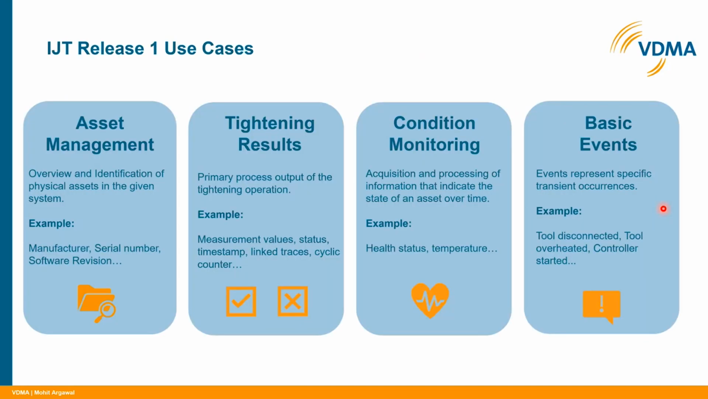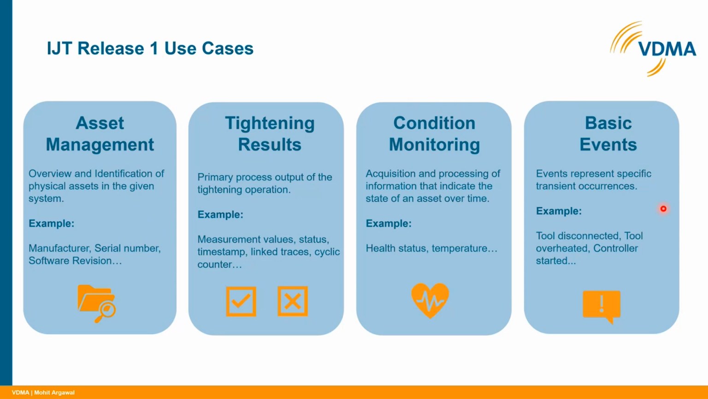When we first worked on the tightening specification release 1, the primary use cases were asset management, basically getting an overview of what assets are available within a station, within a line, and so on, and how we identify the assets, like serial number, manufacturer, etc. And then the second use case was tightening result. When we use a tightening tool and perform a joining operation or a tightening operation, there is an outcome generated. There are a set of values like torque values, angle values, and so on, which are generated. Those are covered as part of tightening result. And that is a very core use case from the joining domain.